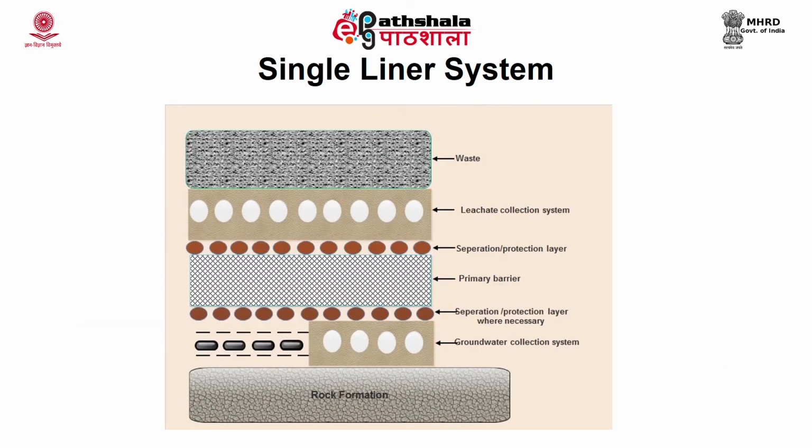Now, this image shows you the single liner system, where you can see the waste. Below the waste you have a leachate collection system, and below that you have a protection layer, and then you have a primary barrier, then you have another protection layer before that groundwater collection system. Now this protection layer, obviously, will be a geotextile lined with a geonet or a simple geotextile alone.